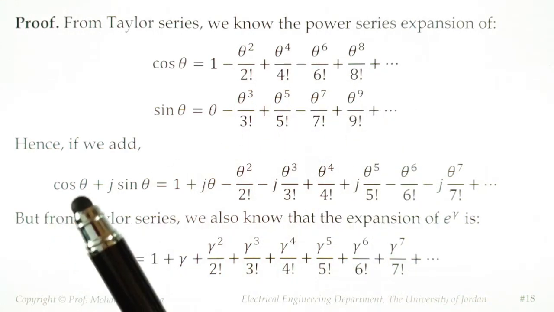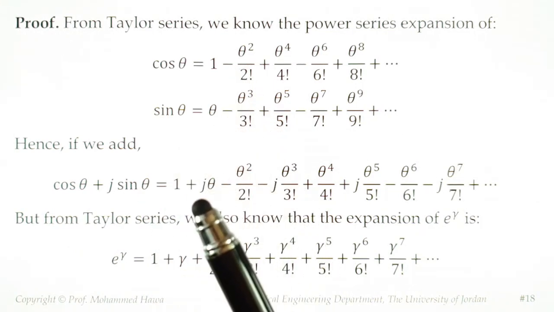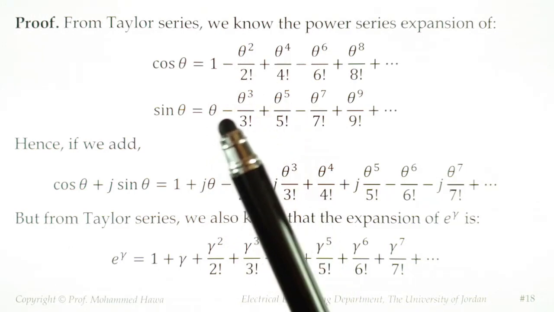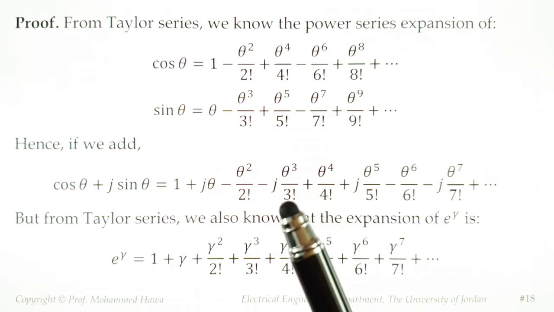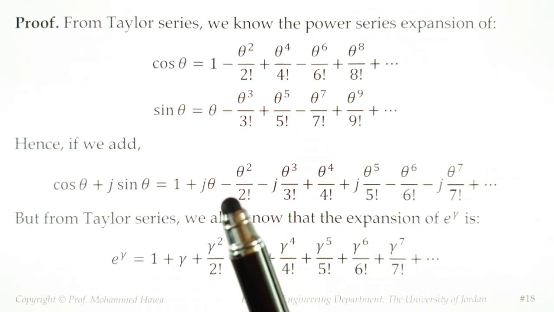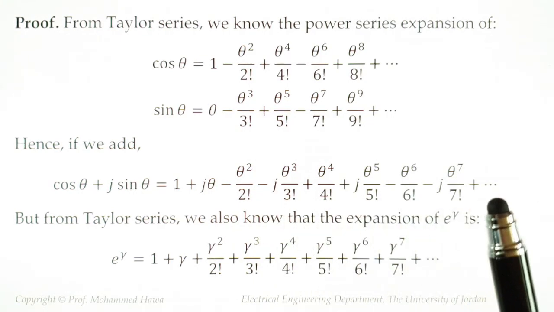Now what if I add cosine theta plus j sine theta? I'm going to get 1 here plus j theta. I'm going to get minus theta square over 2 factorial. For this I'm going to get minus j theta to the power 3 over 3 factorial plus and so on. However, if I use Taylor series and expand e to gamma, what I'm going to get is 1 plus gamma plus gamma square over 2 factorial plus gamma to the power 3 over 3 factorial and so on. So I'm going to get the even parts and the odd parts. Like I'm getting here the even parts from the cosine and the odd parts from the sine.